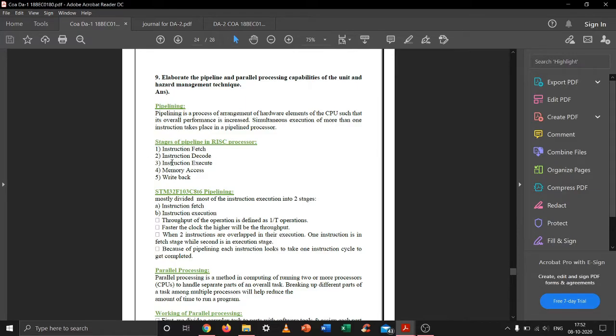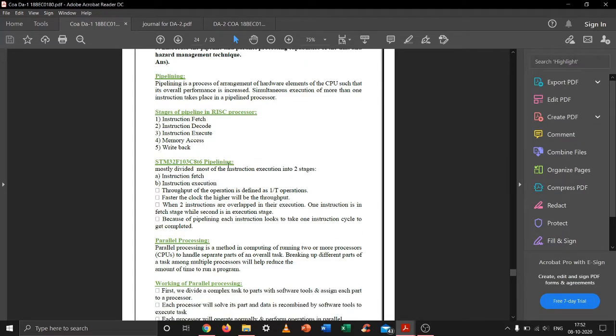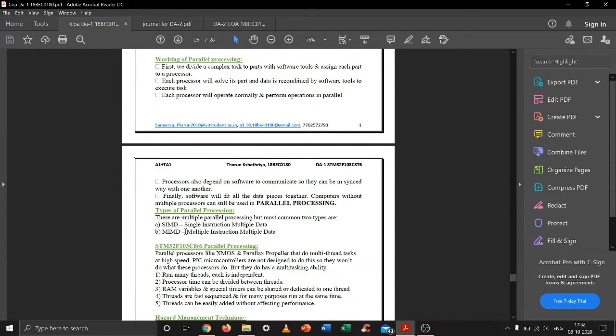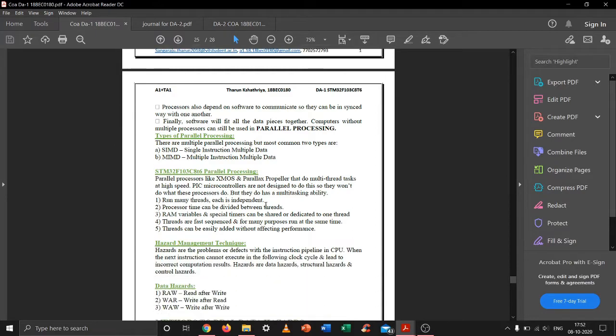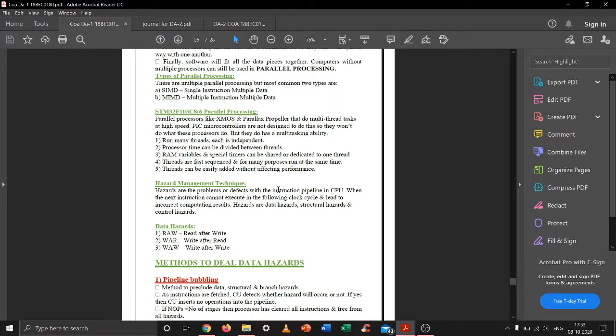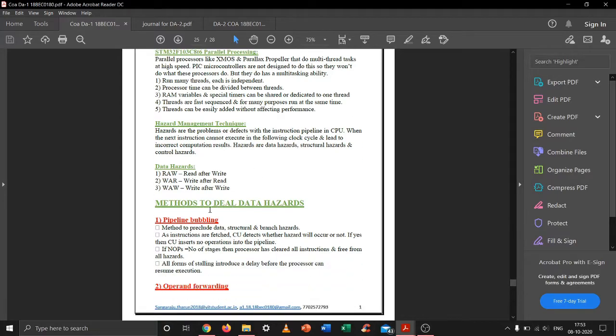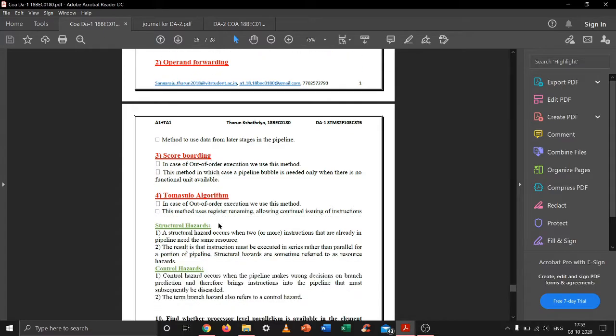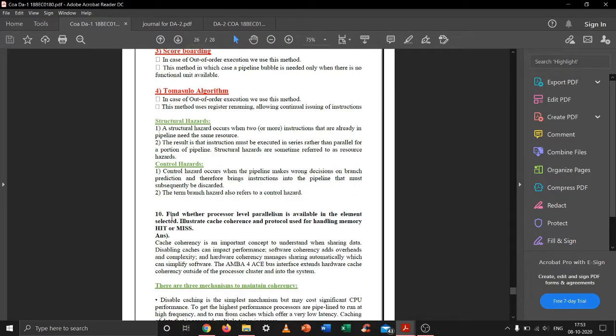And stages of pipelining in a RISC processor: instruction fetch, instruction decode, instruction execute, memory access, write back. Then the pipelining and parallel processing of the selected microcontroller, types of parallel processing: single instruction multiple data, multiple instruction multiple data, like this. Hazard management techniques, which is asked in the question. We need to discuss the hazard management technique also. Methods to deal with data hazard management. These are all the questions related to this.